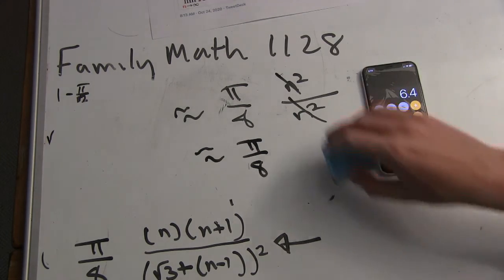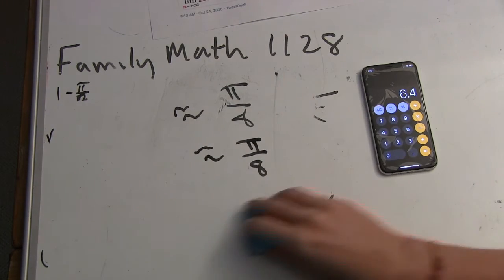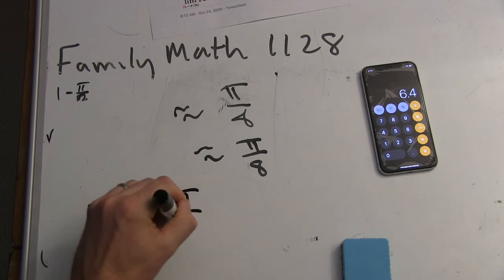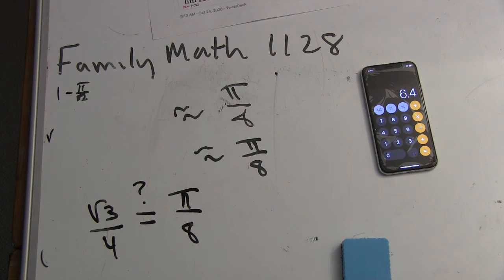And so we already had said the area of the triangle was root 3 over 4. Let's see if that's any close. What do you think? Does root 3 over 4 equal pi over 8? No, it doesn't. How do you know? Well, if you cross multiply, you would get 8 root 3 equals 4 pi. So 2 root 3 equals pi, which doesn't seem to be true.